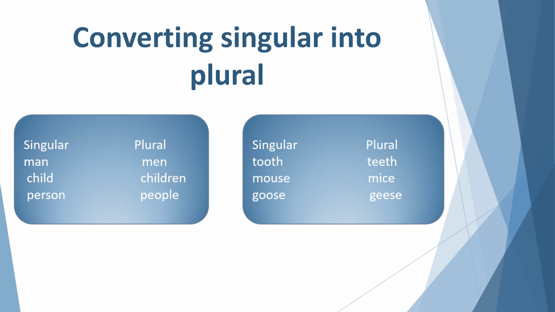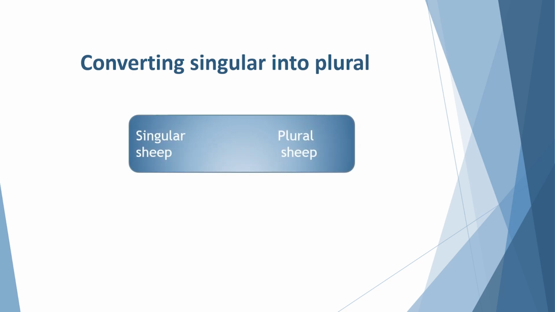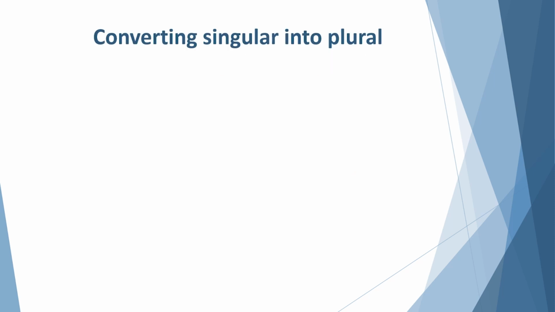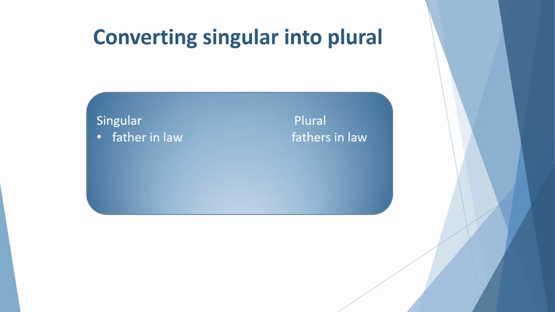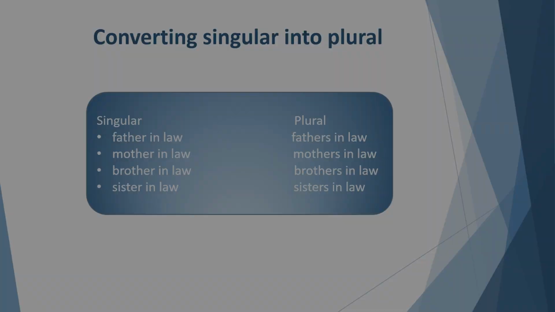There are some nouns which do not change at all even when they are in plural form. Let's have a look at these words. Sheep remains sheep. Fish remains fish. Let's have a look at some other nouns in plural form. Father-in-law becomes fathers-in-law. Mother-in-law becomes mothers-in-law. Brother-in-law becomes brothers-in-law, and sister-in-law is converted into sisters-in-law.